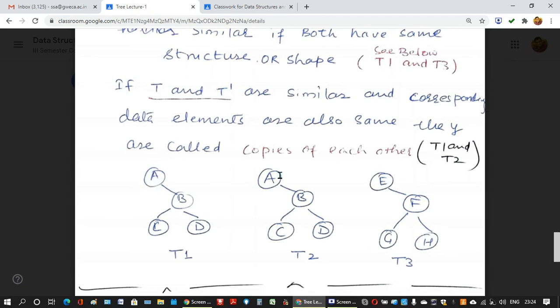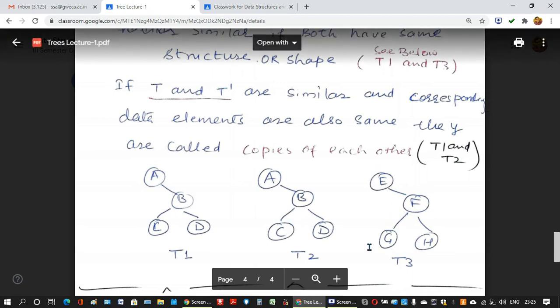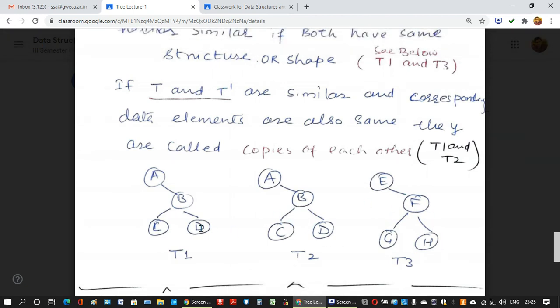The corresponding element here, the root, is A. So even the elements are equal, these values A. But here it is E. So corresponding values and shape are the same in T1 and T2, they are copies. So these two trees are copies. They cannot be considered different trees. They are in fact the same tree. So they are copies of each other. But this T3 is a similar tree to T2 or T1.